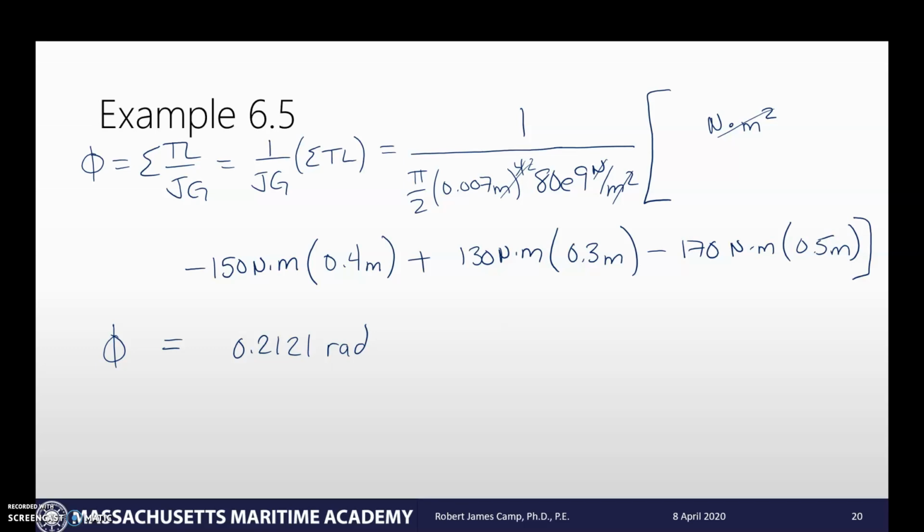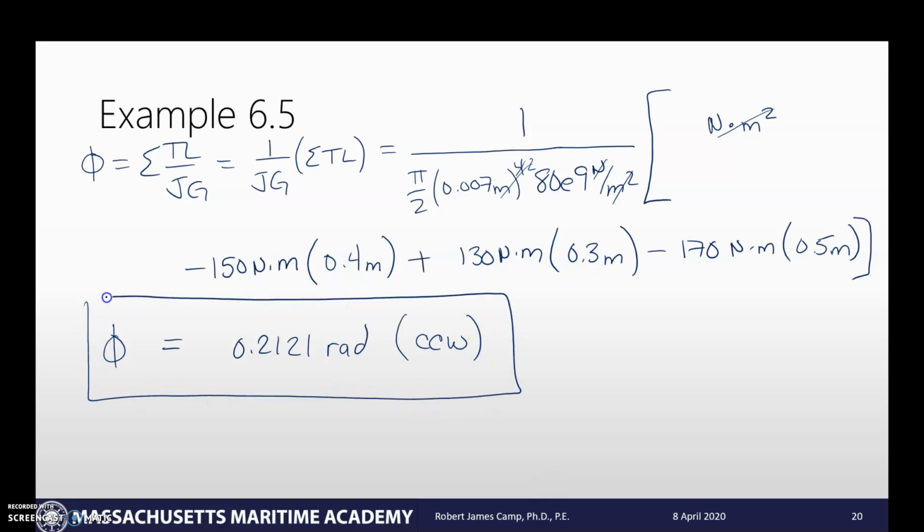Now that is positive. So a positive angle of twist for us is the counterclockwise direction. What if I had said, okay, well, clockwise is positive? What would have happened? Well, everything would have been the same. The directions of our torques would have flipped, and we would have just said it's 0.2121 in the clockwise direction.